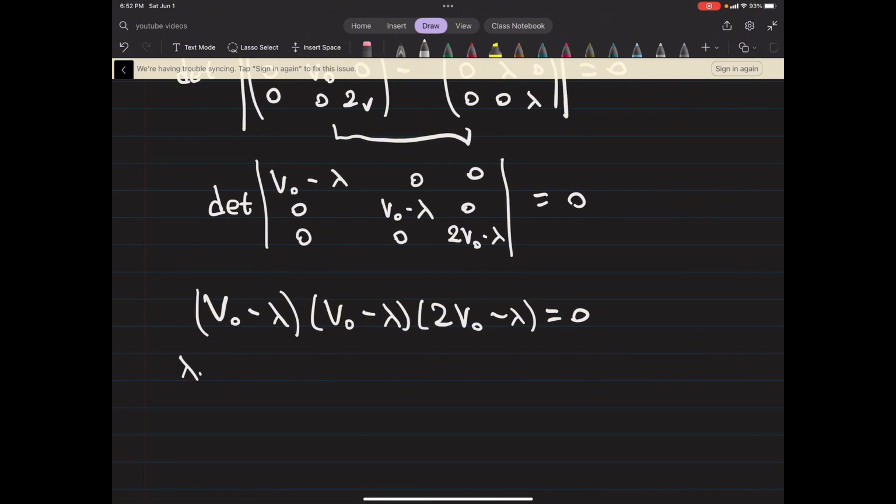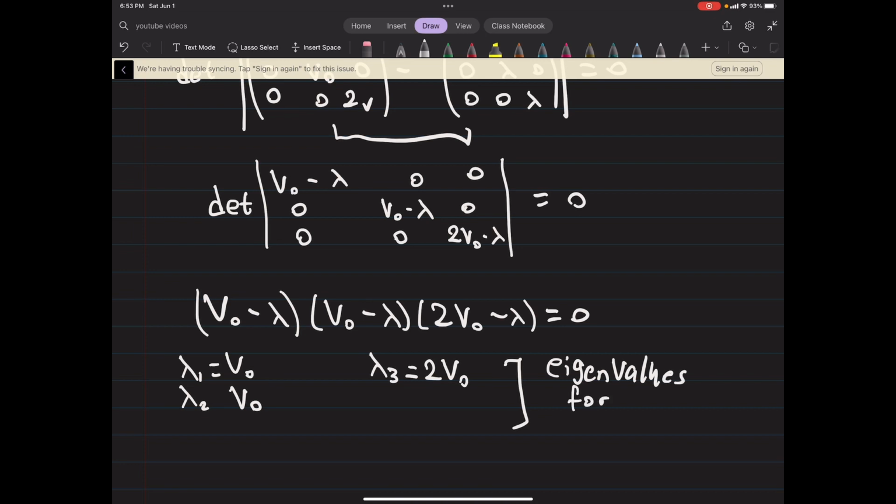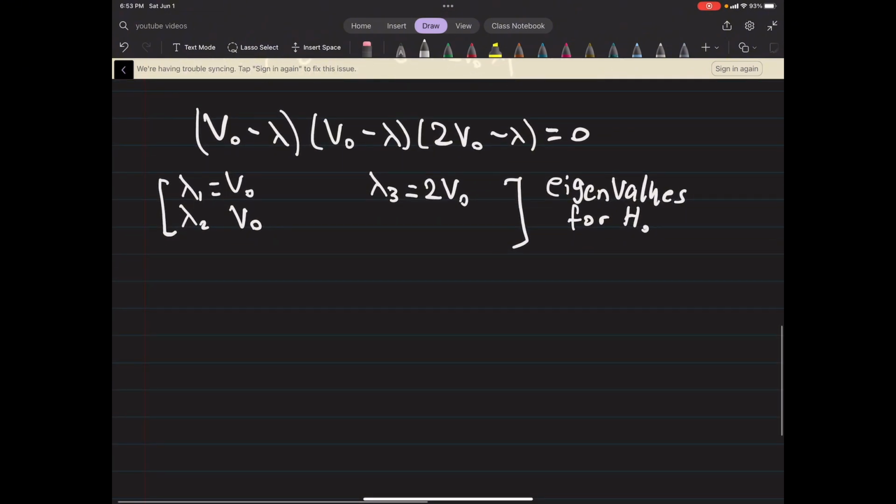And clearly we have two cases where lambda is equal to V naught, and one case where lambda is equal to 2V naught. Okay, so these are the eigenvalues for H naught. And this is telling us we have our degeneracy because we have repeat eigenvalues. Okay, so now we need to find the eigenvectors or eigenstates.